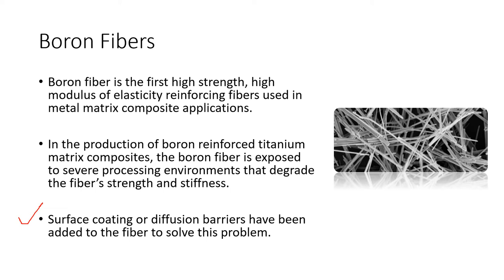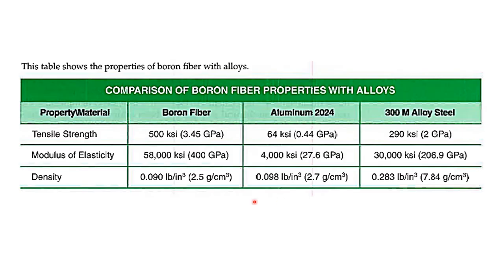Of course, if you want to go into the material line. All right, here is another table showing you the properties of boron fibers with the alloy. Here are the materials, your strength, your elasticity modulus, and your density. And we have boron, aluminum, and alloy steel, and you can compare them. See how high that is compared to the others. Look at that, and this.